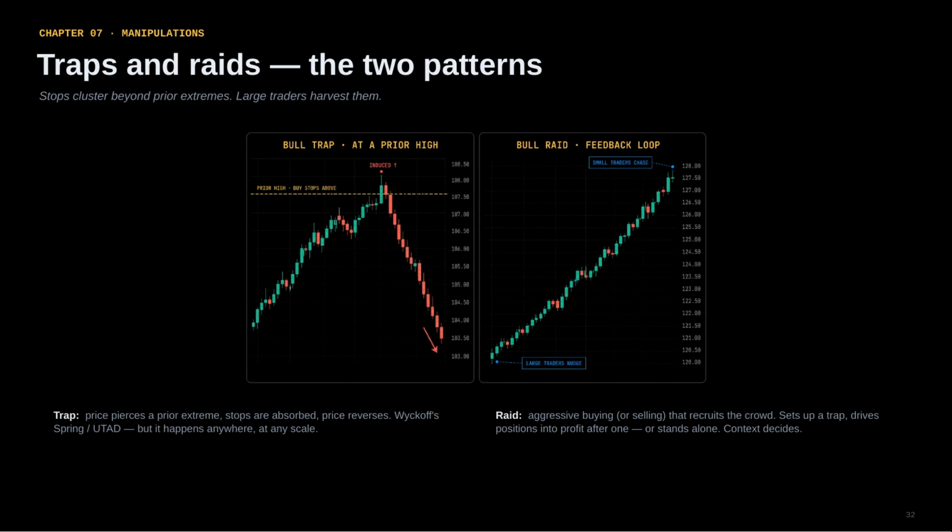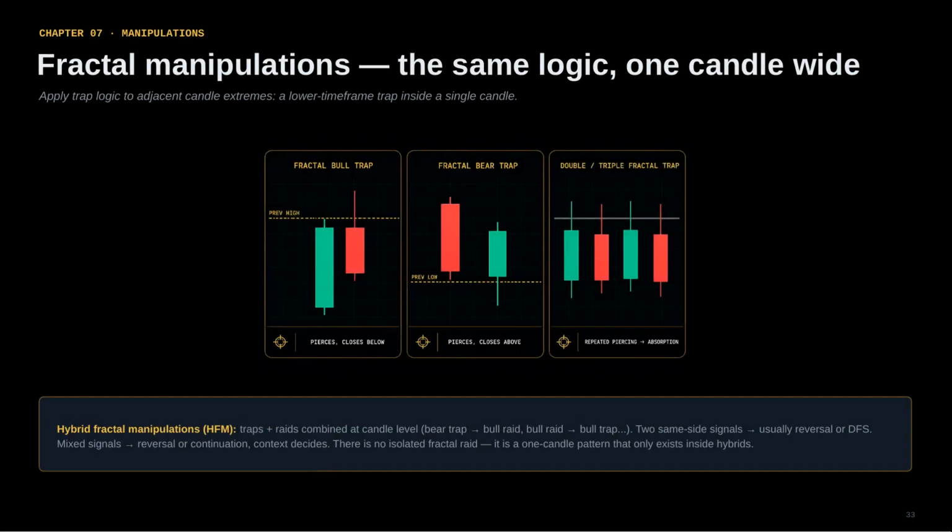Wyckoff called these the spring and the upthrust after distribution and confined them to trend turns. In reality, they occur anywhere on the chart, at every scale. The raid is the other pattern. Large traders buy aggressively, small traders are recruited, and a positive feedback loop drives price higher with every nudge. A raid can set up a trap, drive positions into profit after one, or stand alone. And remember, not every fast move is manipulation. Context decides. Now shrink the logic to adjacent candles.